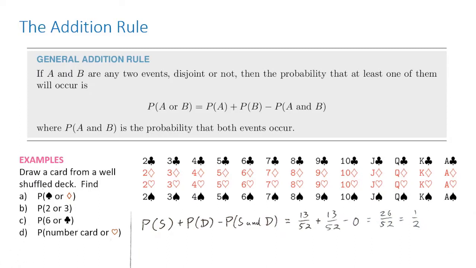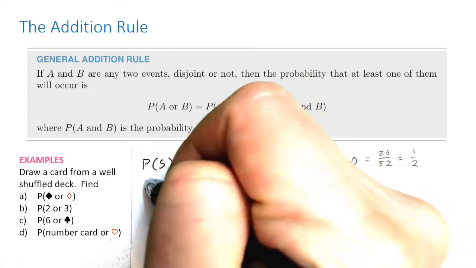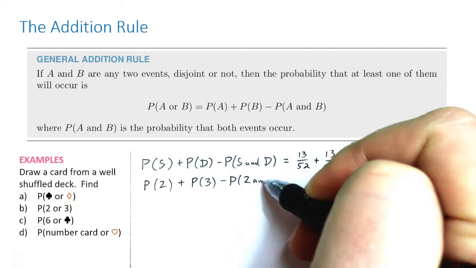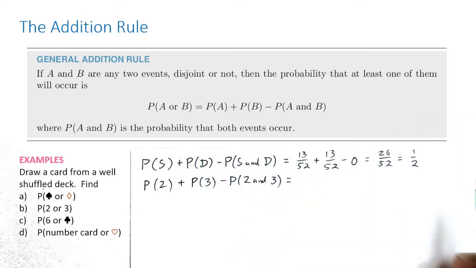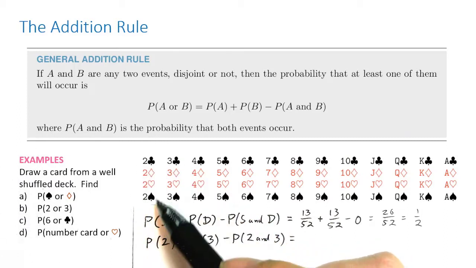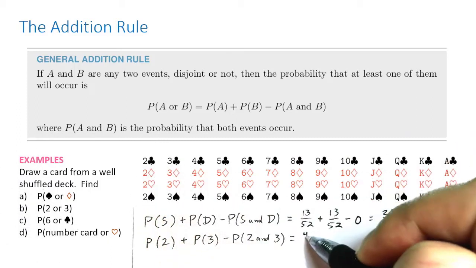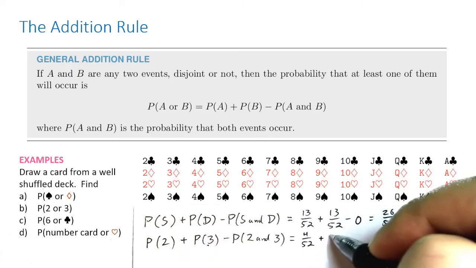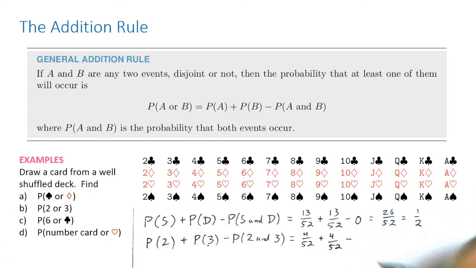Okay, what about part B here? The probability of getting a 2 or a 3. So what we would do is we would look at the probability of 2 plus the probability of 3 minus the probability of 2 and 3. Okay, well, what's the probability of getting a 2? Well, there are 4 cards that are 2s, so that is 4 out of 52. There are 4 cards that are 3s, so that's also 4 out of 52. And it's impossible to get a card that's a 2 and a 3, so that is 0.